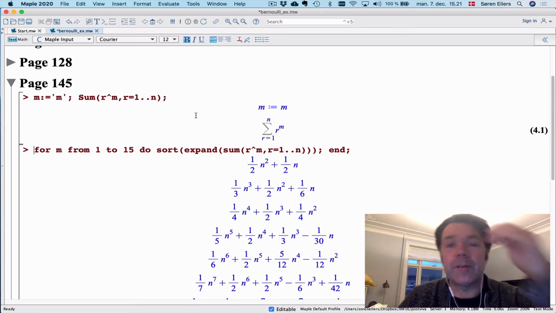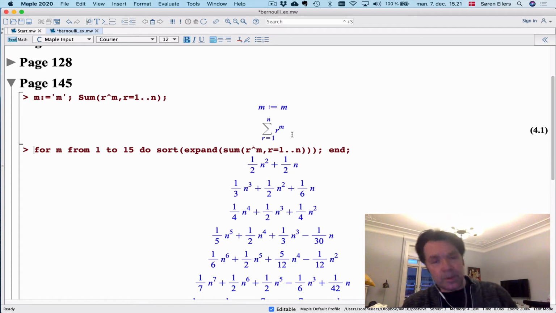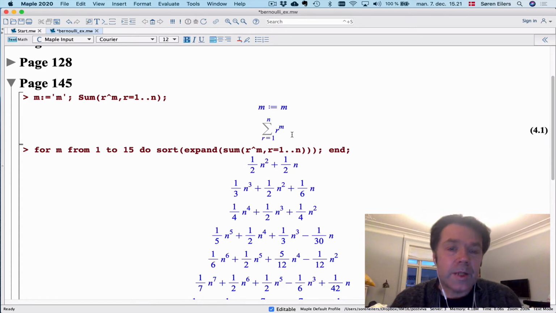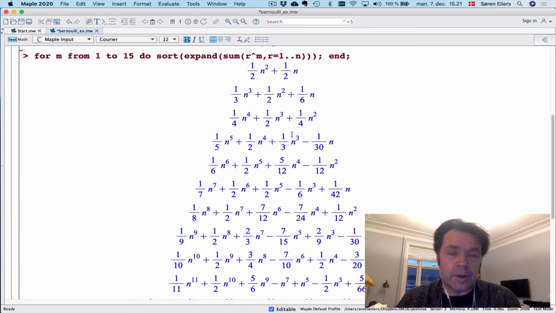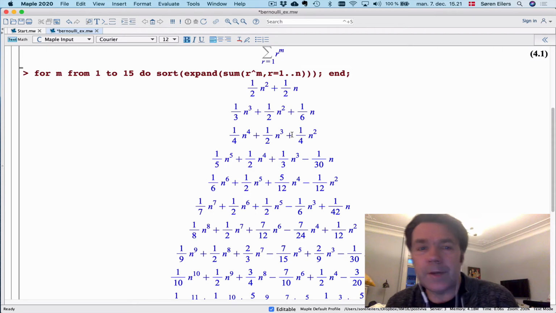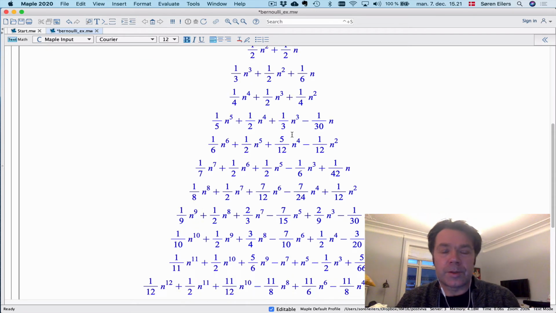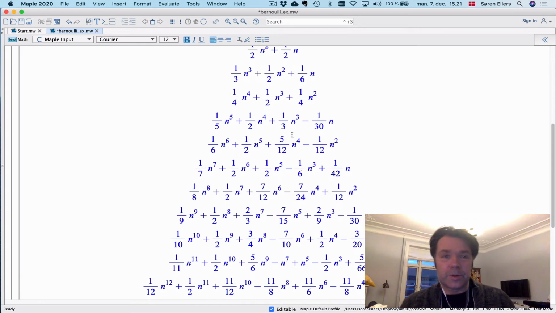So we have powers, we sum r from 1 to n and have powers of r. And then we get these nice closed expressions in n alone and find that they are not only polynomials of degree 1 more than the power m, but also that the coefficients are very systematic. For instance, in the beginning, it's easy to see that we get 1 over 2, 1 over 3, 1 over 4, and so on.